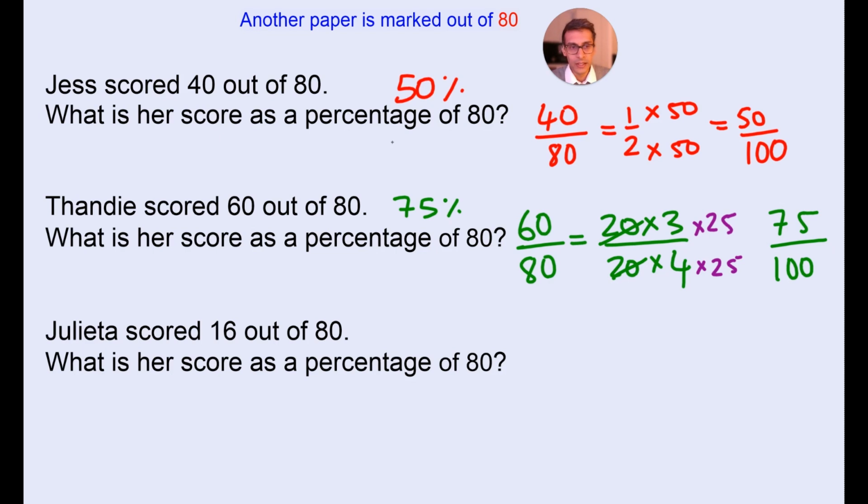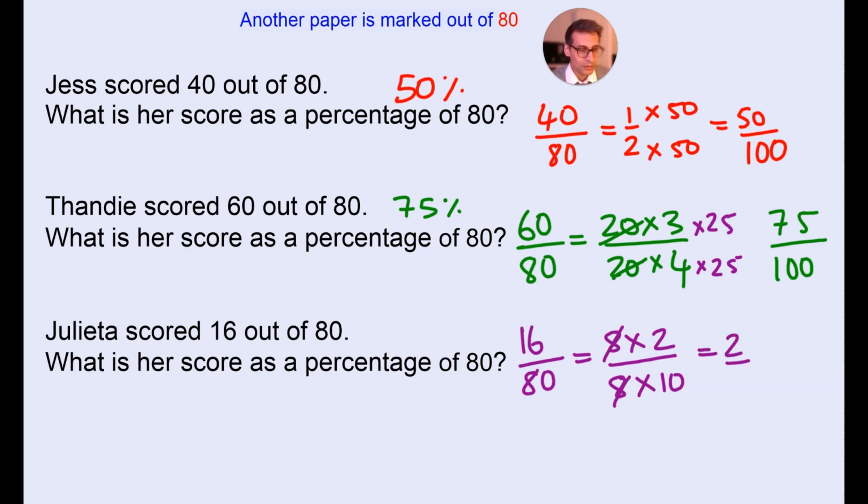And 16 over 80, let's do that down here, 16 over 80. We can take out a factor of 8 in each case. So this is going to be 8 times 2 over 8 times 10. That's going to give us, the 8s cancel out, so 2 over 10, which is 20 over 100, which is 20%.